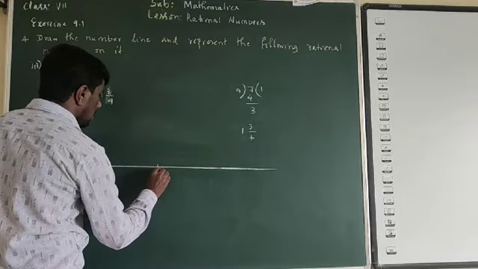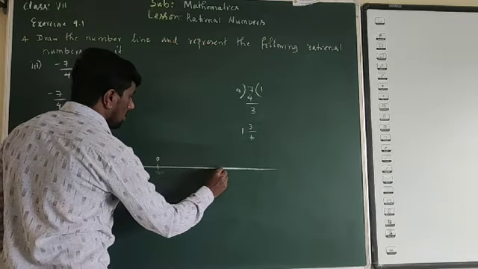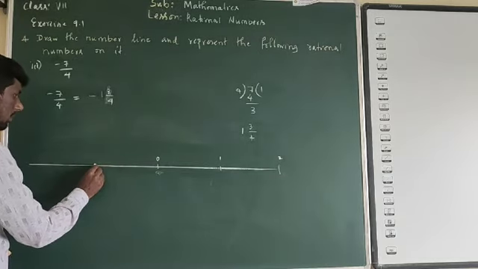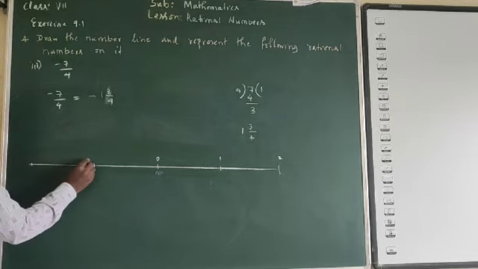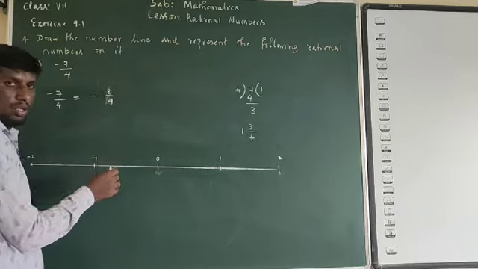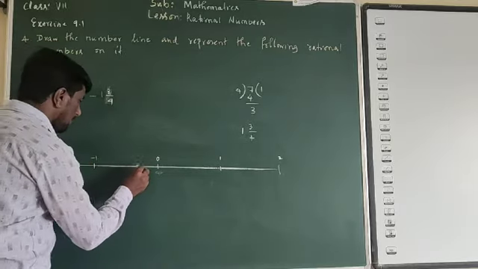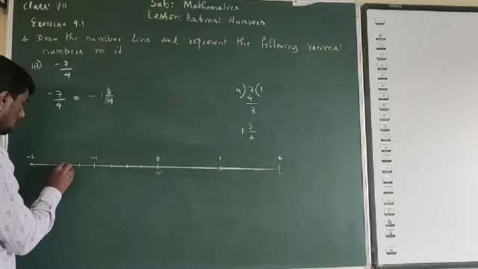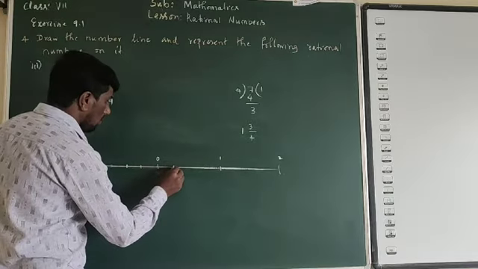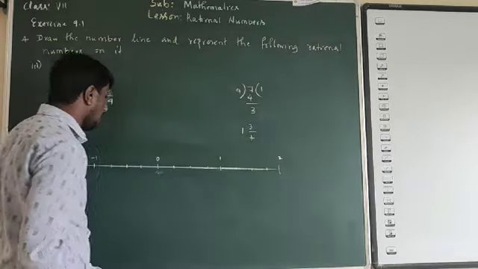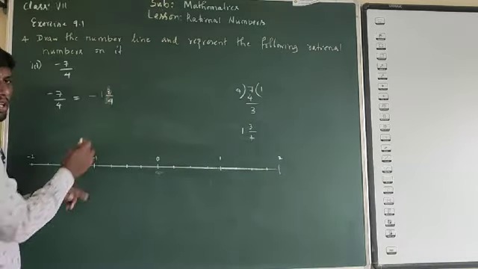Okay, this is 0, this is 1, in fact this is 2. I should take 2 also. I will tell you why. This is minus 1, minus 2. Okay. Now it should be divided into, denominator is 4, therefore 4 equal intervals. 1, 2, 3. 1, 2, 3. Okay. That is not necessary because I am having a negative rational number.